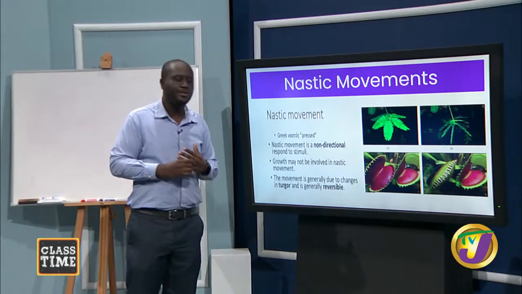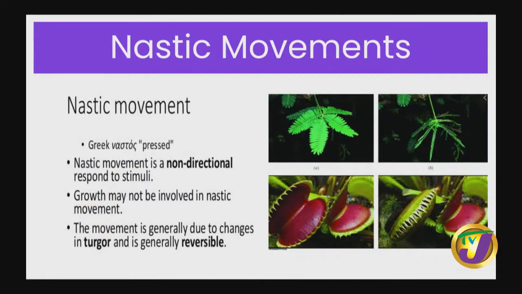And so in terms of geotropism, we see that the stem grows away from the source of gravity. So the stem will show negative geotropism, while the roots grow towards the pull of gravity, so the roots will show positive geotropism.